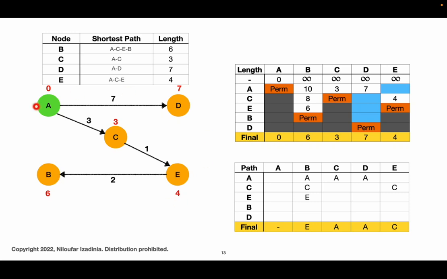And in this graph, actually, there is only one unique way to reach from A to B, or from A to any other node. So here you have for B, A, C, E, B, and its length is 6, right? And the same thing for the others. From A to E, for example, is A, C, E, and the length is 4. And that's it. With this algorithm, you found the shortest path to all the nodes from an origin at the same time, okay?